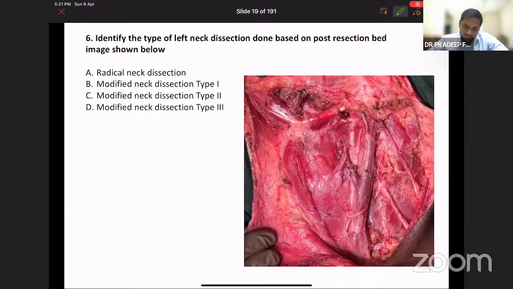So now you answer this. This image shows, I will highlight the important structures. This is the anterior belly of digastric. This is the posterior belly of digastric. This is the intermediate tendon. Okay. Look at these fibers. This is the mylohyoid muscle.